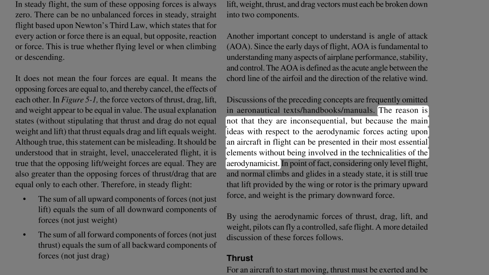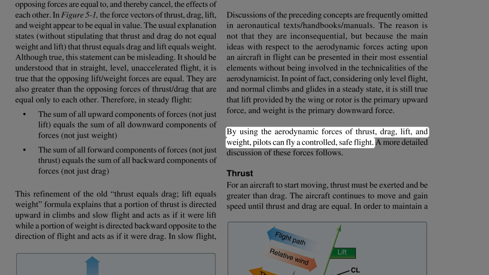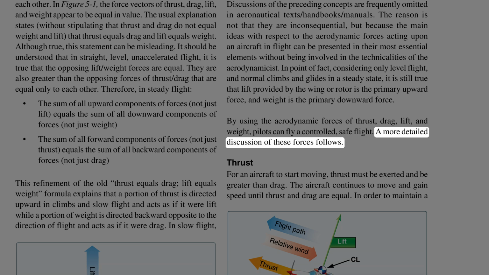The reason is not that they are inconsequential, but because the main ideas with respect to the aerodynamic forces acting upon an aircraft in flight can be presented in their most essential elements without being involved in the technicalities of the aerodynamicist. In point of fact, considering only level flight, and normal climbs and glides in a steady state, it is still true that lift provided by the wing or rotor is the primary upward force, and weight is the primary downward force. By using the aerodynamic forces of thrust, drag, lift, and weight, pilots can fly a controlled, safe flight. A more detailed discussion of these forces follows.